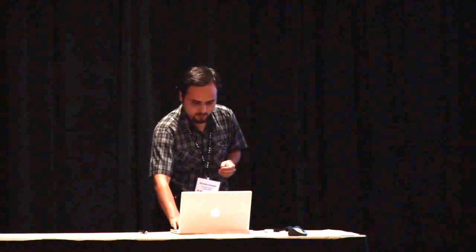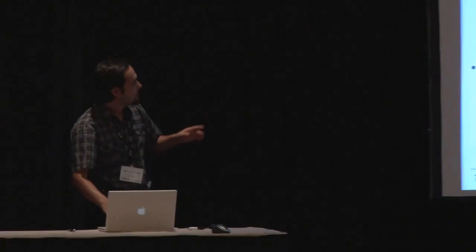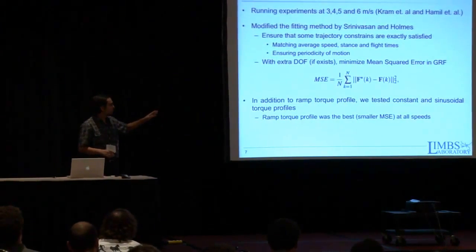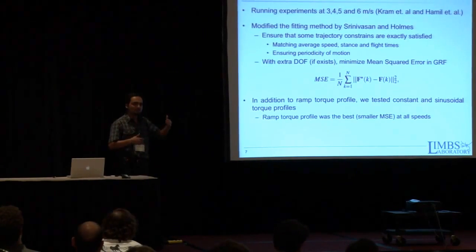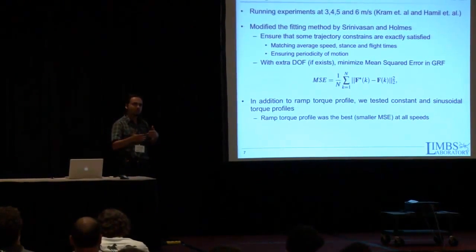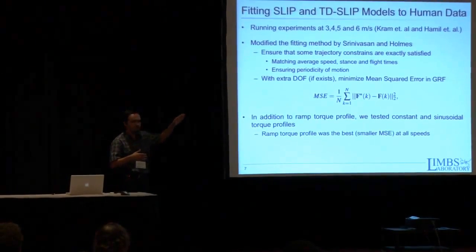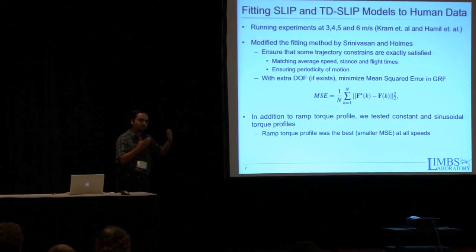We can take one more quick one if there is one. I apologize if you said this and I missed it. What was the metric you used to quantify that the TD slip is better or more human-like than the old slip? Mean squared error in ground reaction forces. Using TD slip, I predict ground reaction forces, and I compare them with the data. I basically take the difference, the squares, and the mean of it.